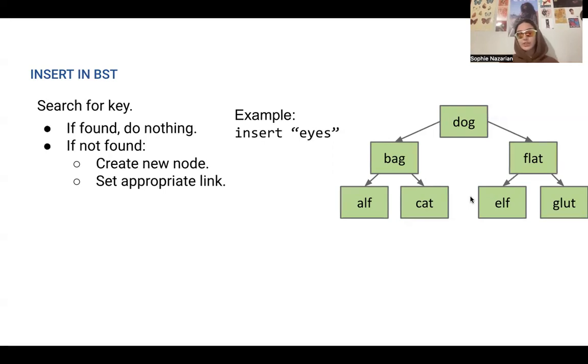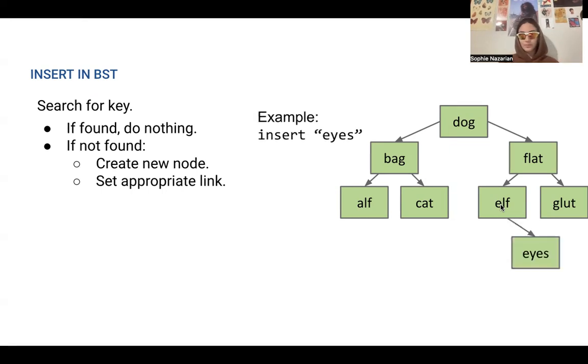We're going to start at the root. So we're going to compare eyes to dog. Eyes is greater than dog, so it's going to go to the right. Eyes is going to be less than flat, so we're going to go to the left. And eyes is greater than elf, so we are going to put it underneath elf to the right. So that's the concept behind insertion. You just go node by node, left or right, based off what the comparison is.